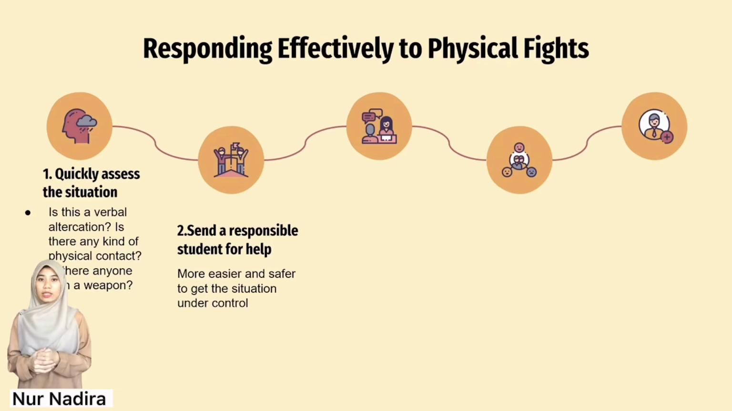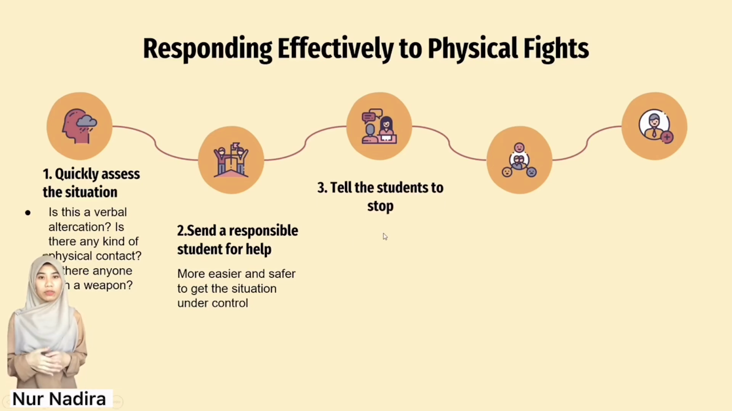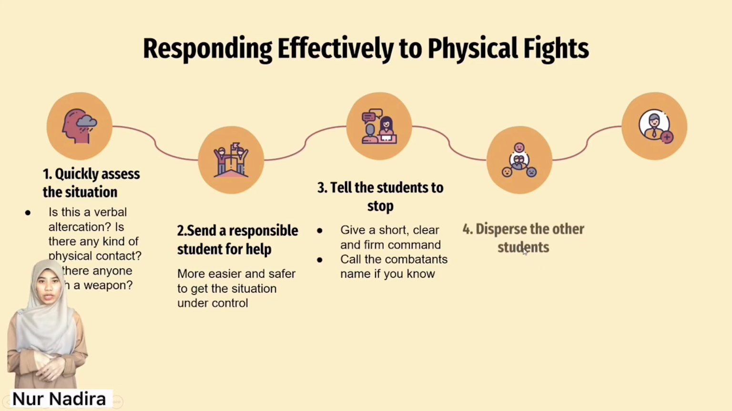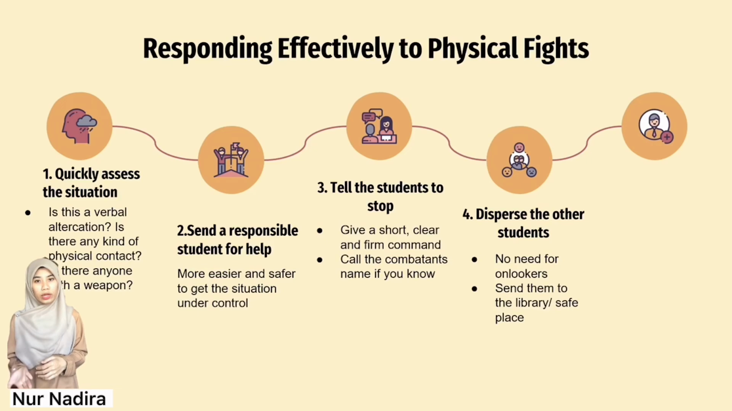The third is to tell the students to stop fighting. When students do not want to continue fighting, they will respond to a short, clear and firm comment. If you know the combatants' names, use them. Fourth, disperse the other students. There is no need for an audience. If you do not want the onlookers to become part of the fray, you can send your students to the library or some other safe place.